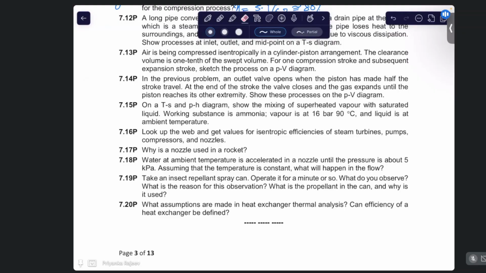Okay, this question: isentropic efficiencies for steam turbines, pumps, compressor, and nozzle. So steam turbine was around 70 to 90%. Then pumps were around 60 to 80%. Compressor is around 70 to 80%. And nozzles is around 90 to 95%.